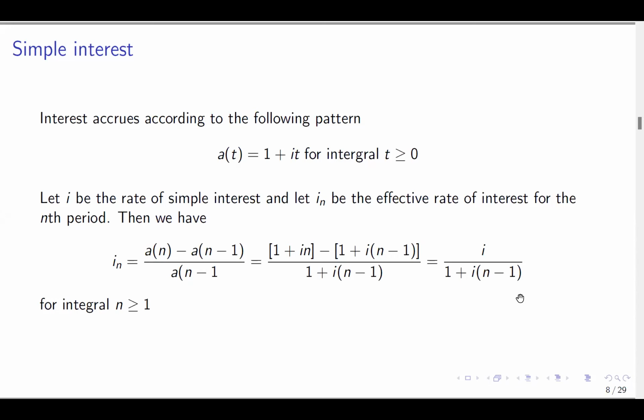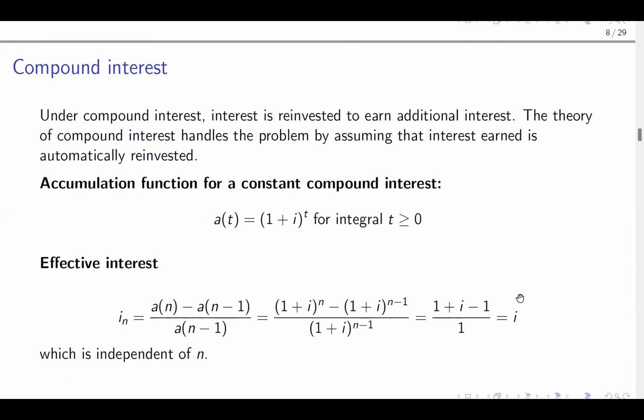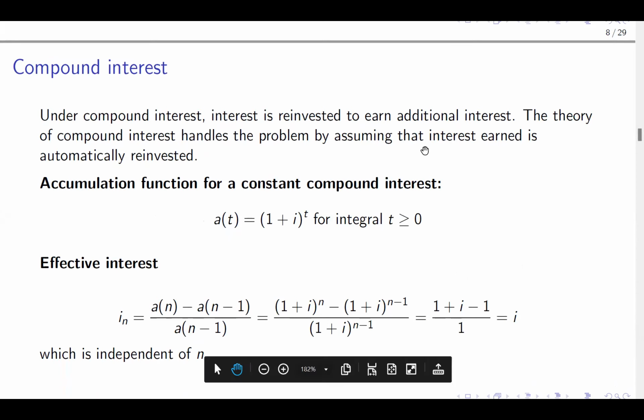Let's move on to compound interest. Under compound interest, interest is reinvested to earn additional interest. The theory of compound interest handles the problem by assuming that interest earned is automatically reinvested.